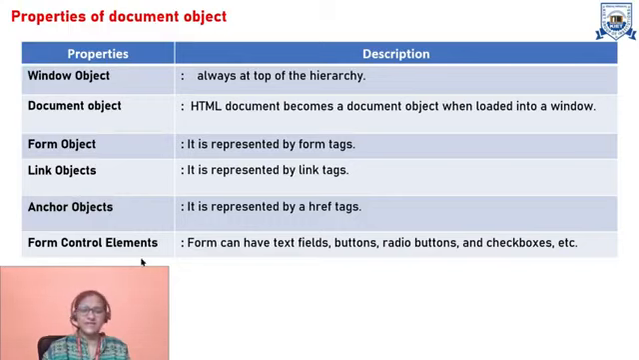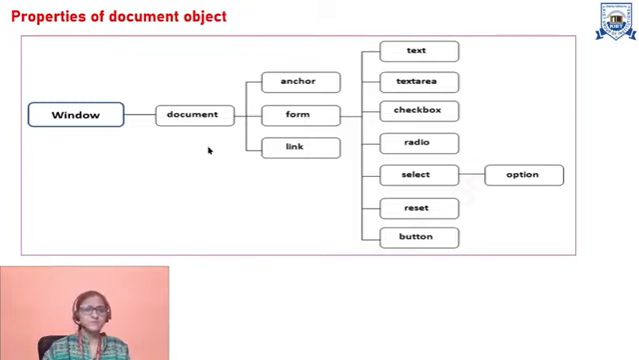Form control elements. A form can have various elements such as the text field, buttons, radio buttons, checkboxes, and many more. Continuing, the window is at the top of the hierarchy, followed by the document. The document can contain different properties like the form, anchor, and the link. The form can again contain several elements like text, text area, and so on. Select again consists of various options. So this is the hierarchy of the document object.